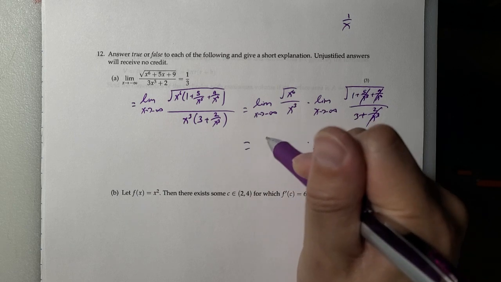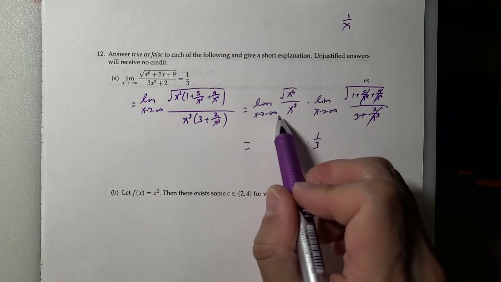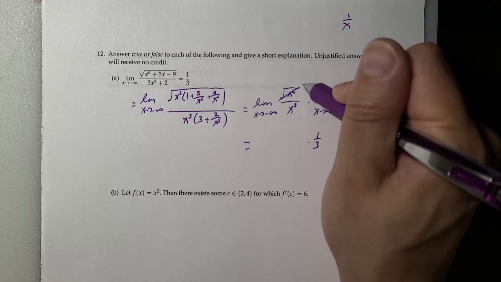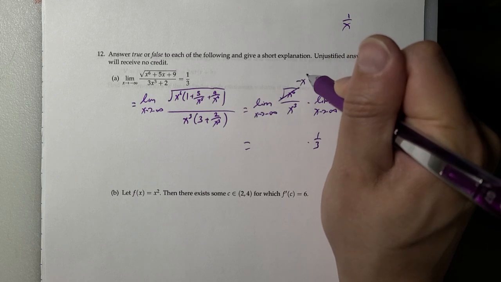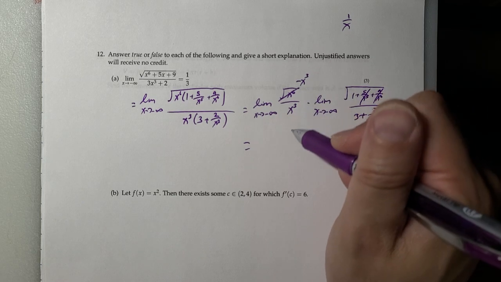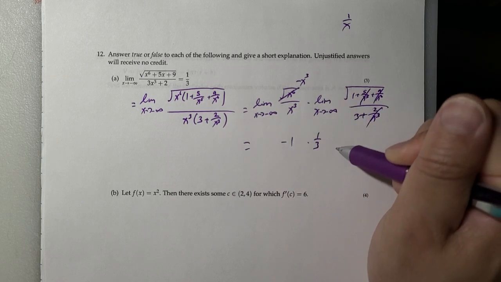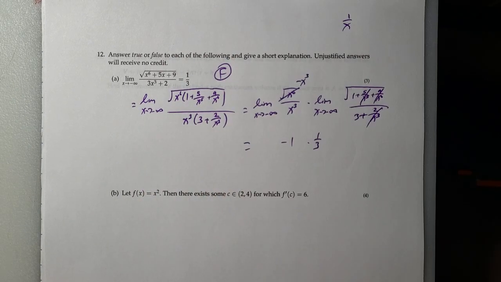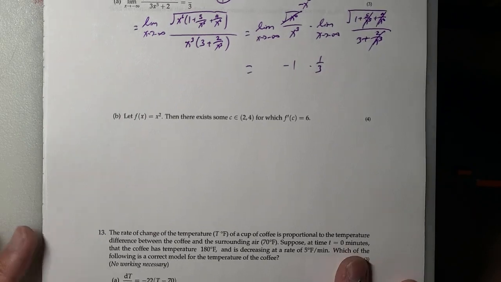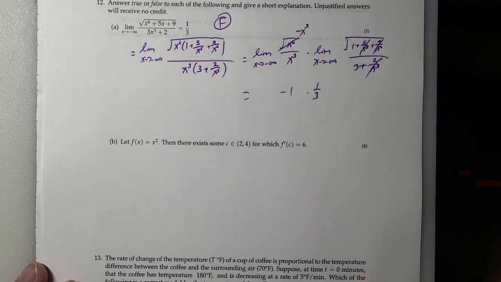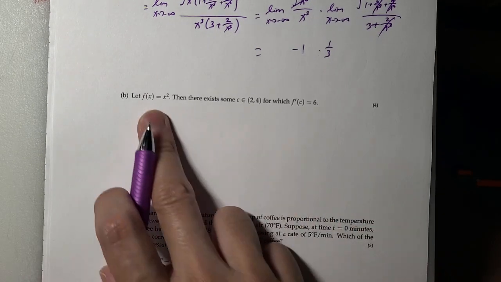And then this other piece, since we're going x to minus infinity, is the same thing as minus x cubed. It's the minus sign because we're going to negative infinity. So this limit would just be minus 1. So our answer should be minus 1/3. This is positive 1/3, so that's false. Okay, so that's how you solve that problem. I've done similar problems in previous videos, so you can look there for more.